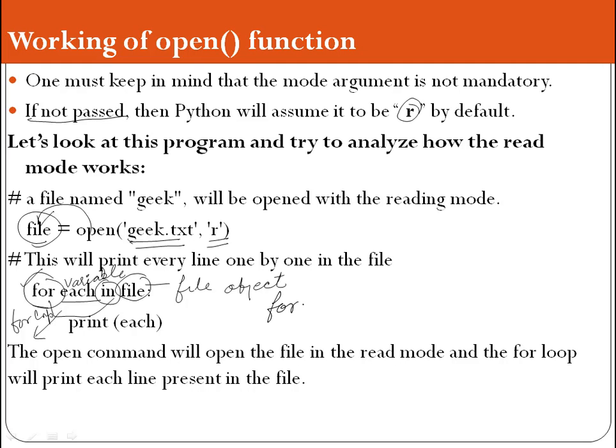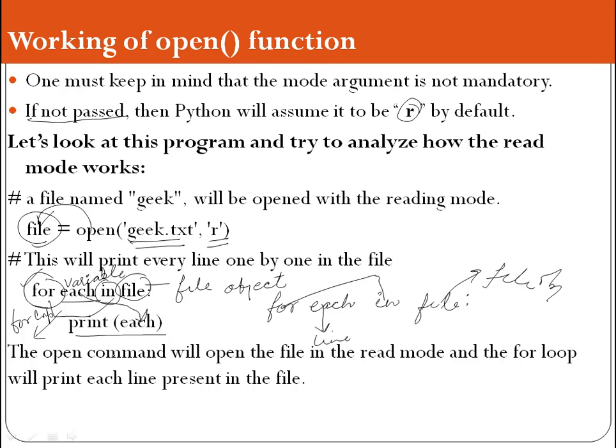So for is a keyword, each is the variable, in is a keyword, this is the file object, and the colon. These are the for loop elements. This is the variable that will return you lines one by one, and this is the file object. Then inside that you have one print statement, print each. Whatever has been read from the file line by line will be printed onto the screen. So this will print every line one by one in the file.